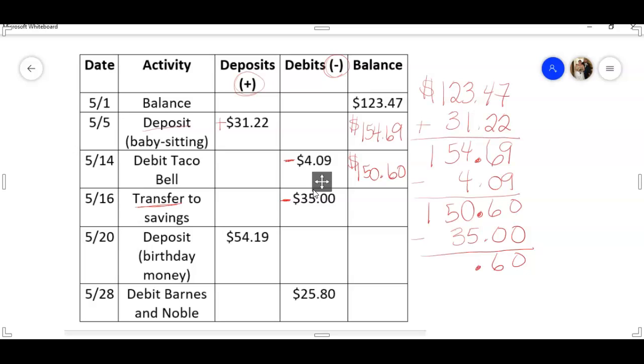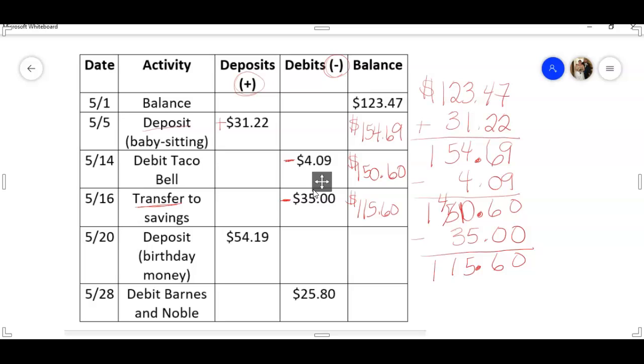I can't do 0 minus 5, so I'm going to take away a $10 bill and trade it for 10 ones. And now that's 5, and then 1 and 1. So now this person has $115.60 in their account.